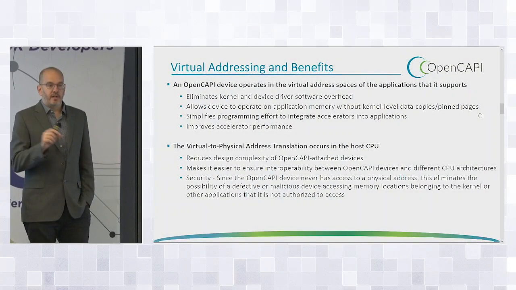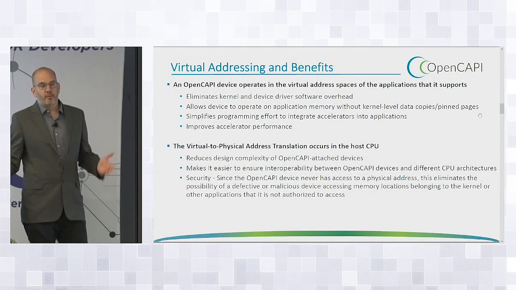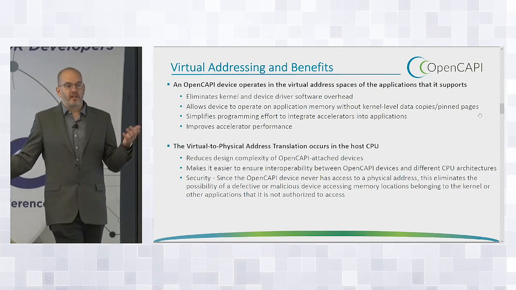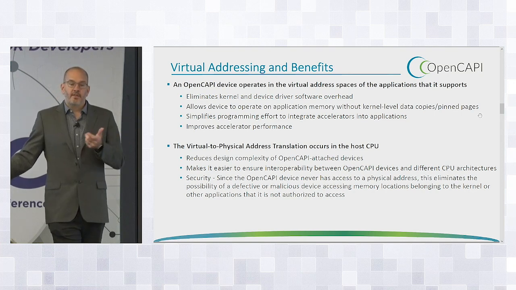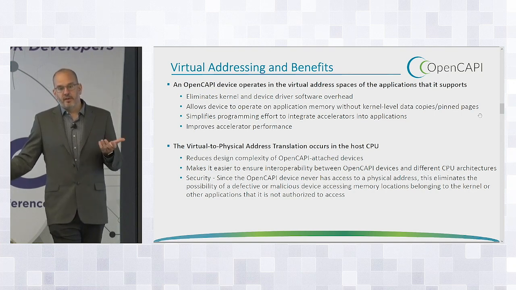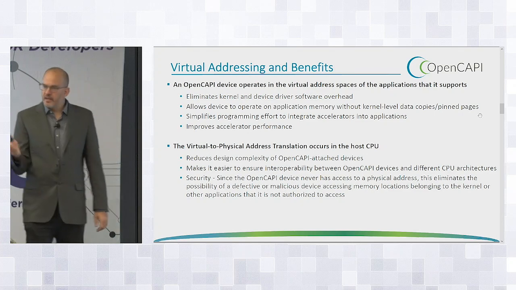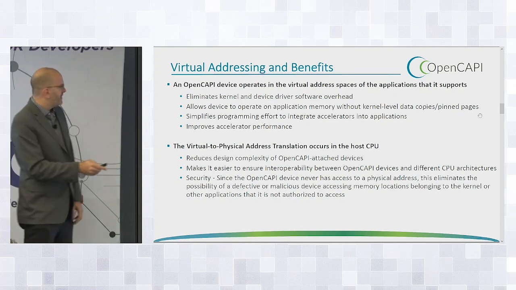And what we do is we actually do translation from the virtual address to the physical address in the host bridge. So from an accelerator's perspective, all it sees is program addresses. We hide what the actual physical address is from the accelerator, and that enables security. It enables really simplified translation shootdowns and a variety of things.